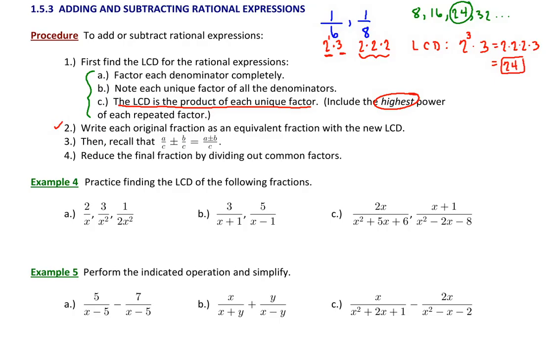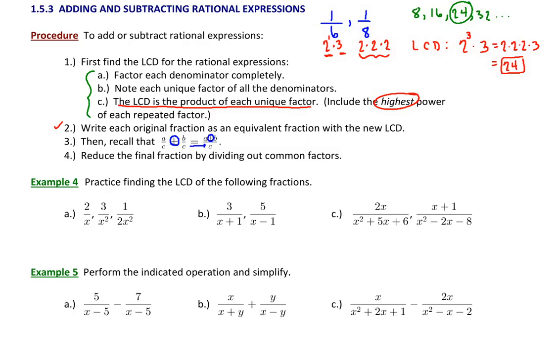Once we find the LCD, then here we are at number 2. Write each original fraction as an equivalent fraction with the new LCD. Then recall that when we're adding or subtracting fractions, we take the LCD and transfer it to the answer, and we apply the operation only in the numerator. And then finally, like we do with real number fractions, we want to reduce the final fraction by dividing out common factors. So before we get started adding and subtracting, let's just practice finding the LCD on example 4.